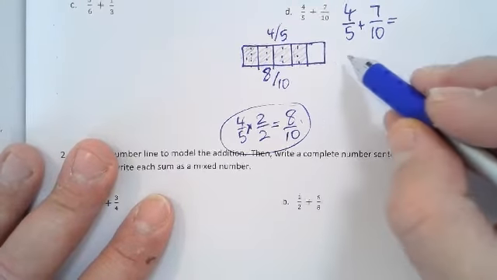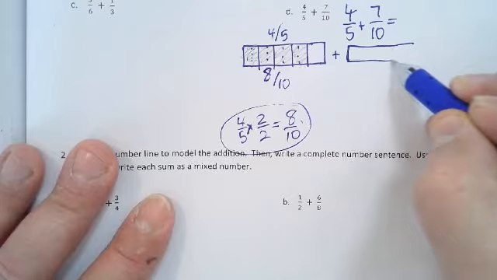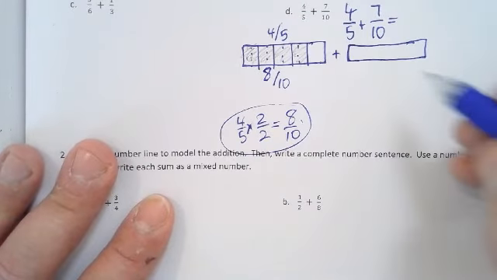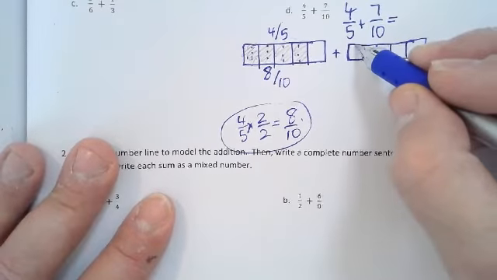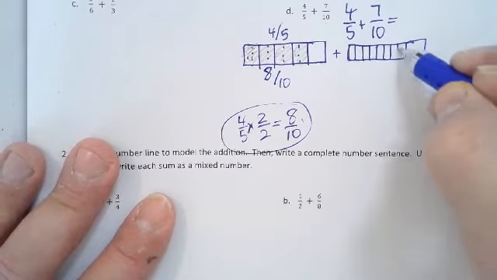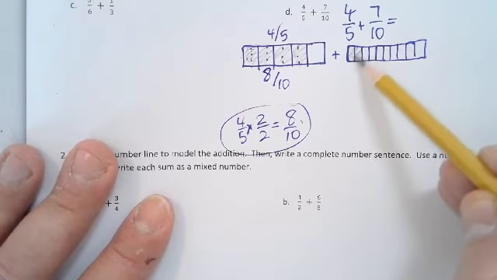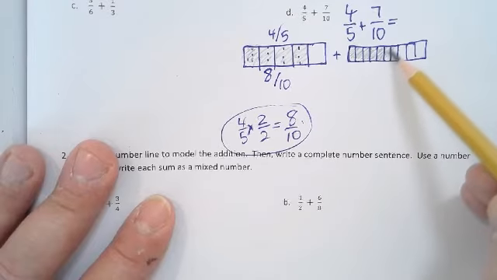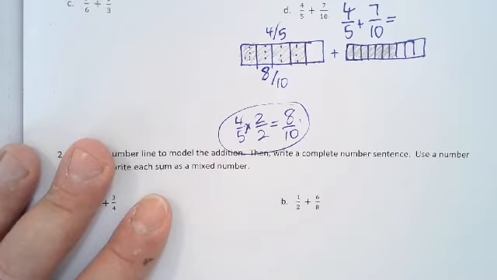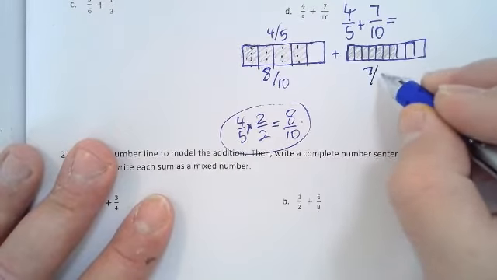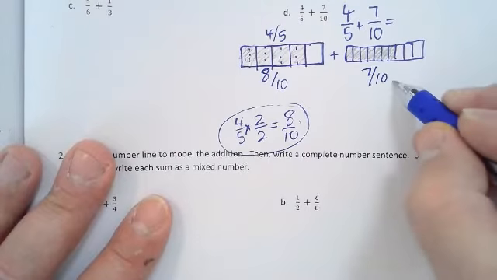All right, then it says it wants us to show another tape model for the add-in. The add-in is simply what we call the other thing we're adding. This time I need to show it in tenths, since it's already in tenths. So I'm going to start by drawing fifths and then divide each fifth in half to create tenths. And then I shade in 7 tenths right there. There's my 7 tenths. Now if we add these tenths plus these tenths, what do we get?